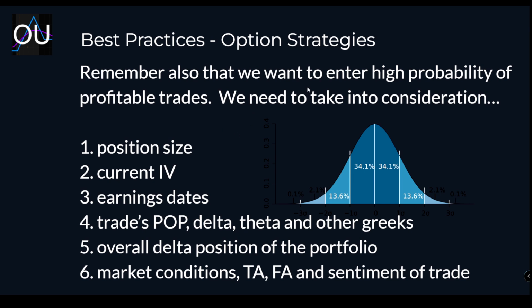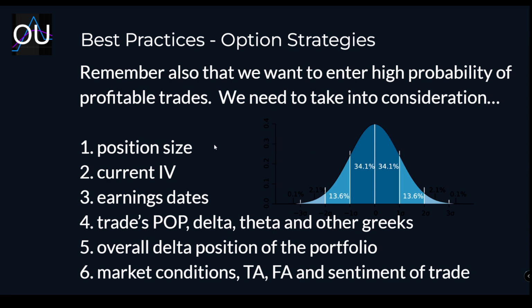Let's just review a couple of the factors here. Remember also that we want to enter high probability profitable trades. We need to take into consideration position size, that is, how much of a position we are taking relative to the other underlyings in our portfolio. We talked a little bit about delta and beta weighted delta for all your positions, and buying power, in another video, so please check that out. But position size is very important to not get burned and not get hurt.